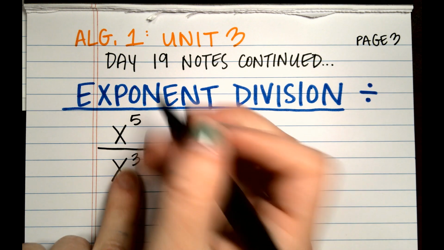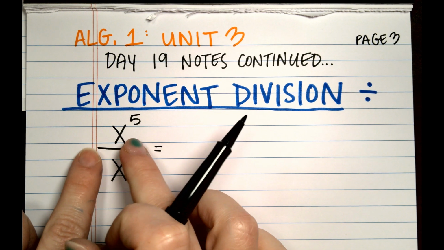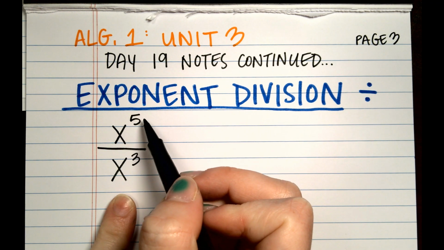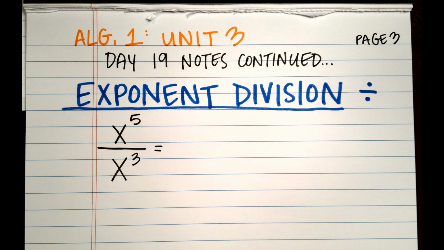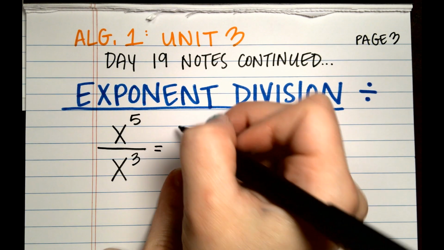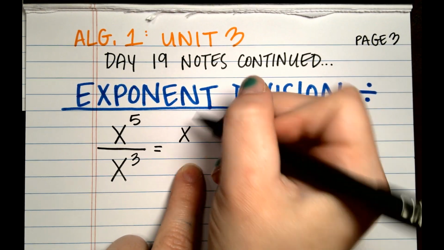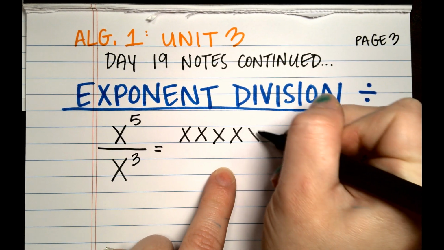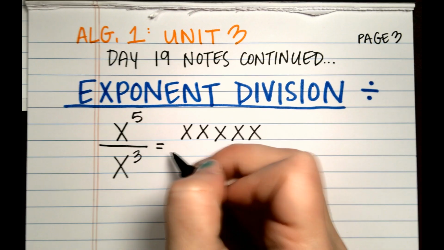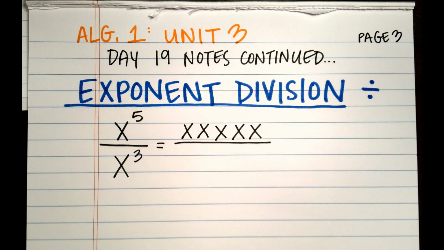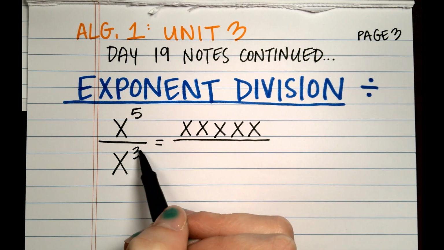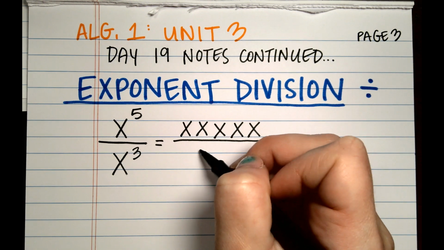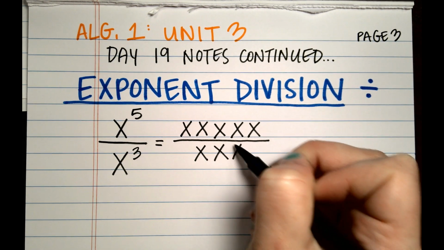Before we talk about the rule, I'm going to help us visualize this and show exactly what we're doing. X to the 5th power really means x times itself 5 times. So I'm going to start by writing out x 5 times: 1, 2, 3, 4, 5. There's my line. And x to the 3rd power is x times itself 3 times. So x, x, x, 3 x's.